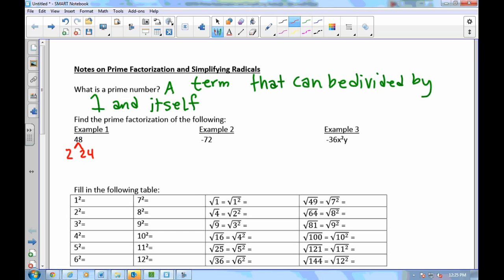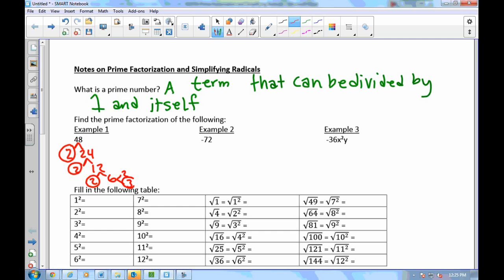Okay, 24 breaks down, Zach, into what? 12 times 2. 12 breaks down, Jada, into what? 6 times 2. Yep, 6 times 2. And 6 we know breaks down into 2 times 3.